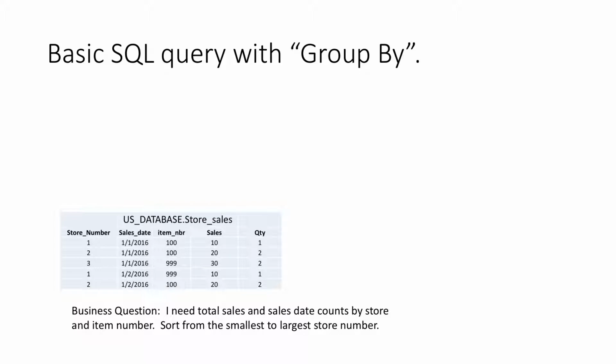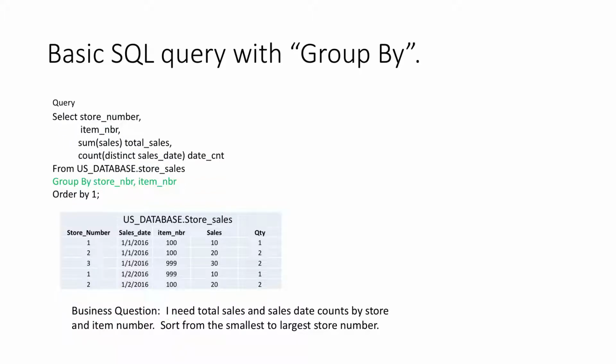So we have another example. I need total sales and sales date counts by store item number. And we're going to sort from smallest to largest store number. So this time we're just going to add an order by to our report.